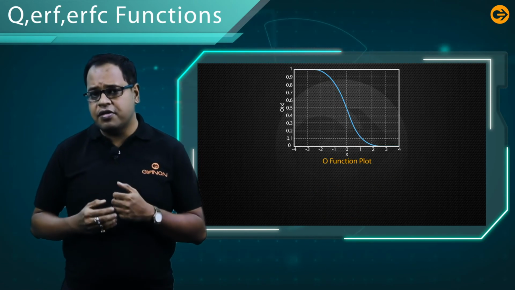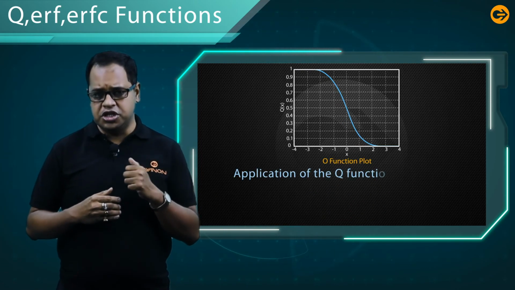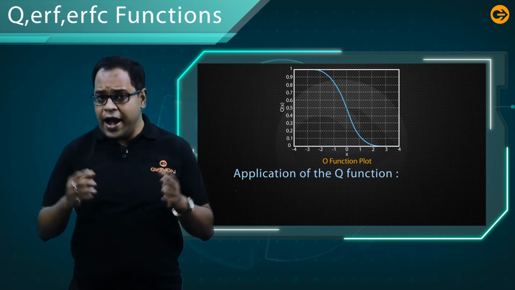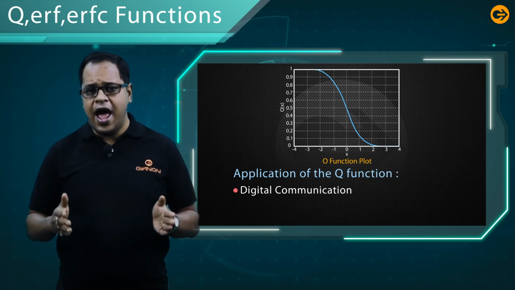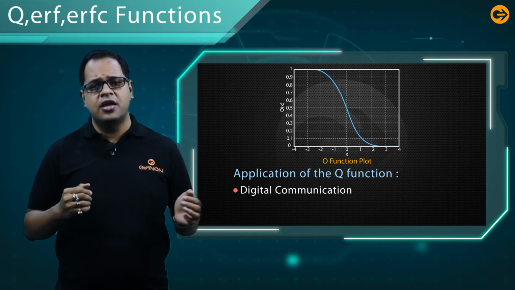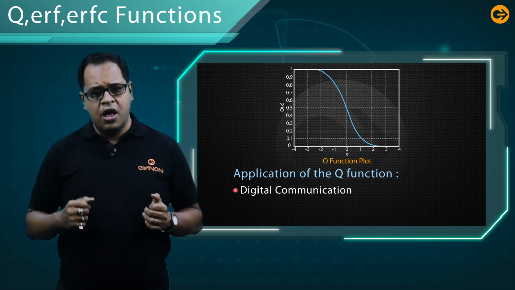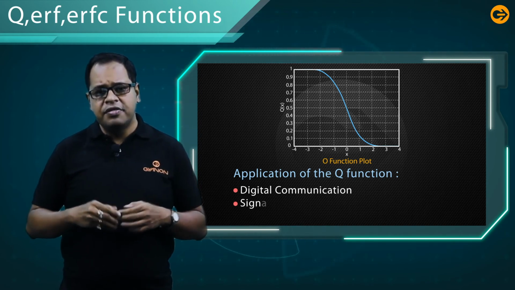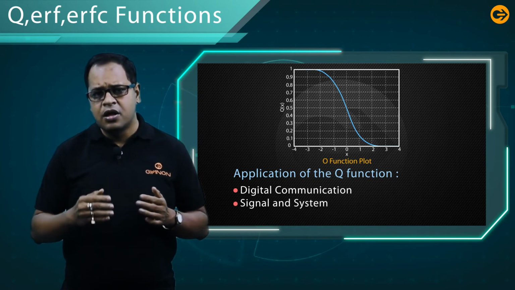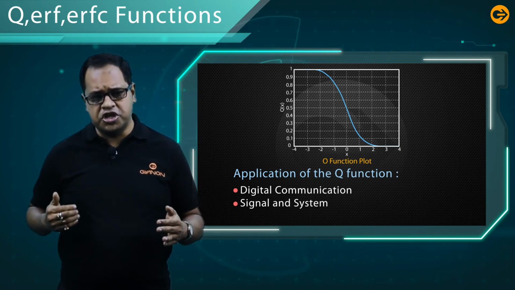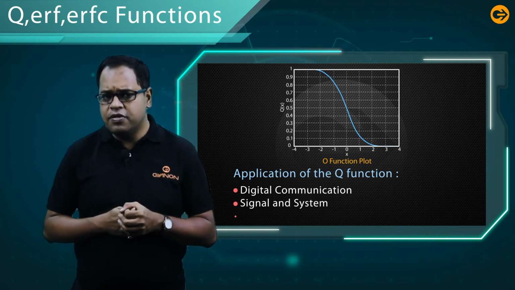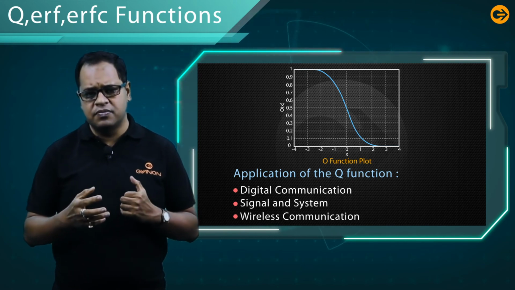Now let us discuss the application of the Q function. The Q function is widely used in digital communication, as I told you earlier in this lecture. It is also used in signals and systems, basically to simplify the expressions. Also, it is used in wireless communication.